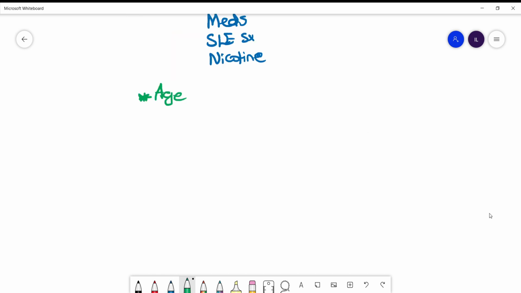Another important hint is the age. Whenever you see the age less than 30, then you might consider primary Raynaud's. Otherwise, if the patient is above 30, it is unusual for primary Raynaud's to present at that time.